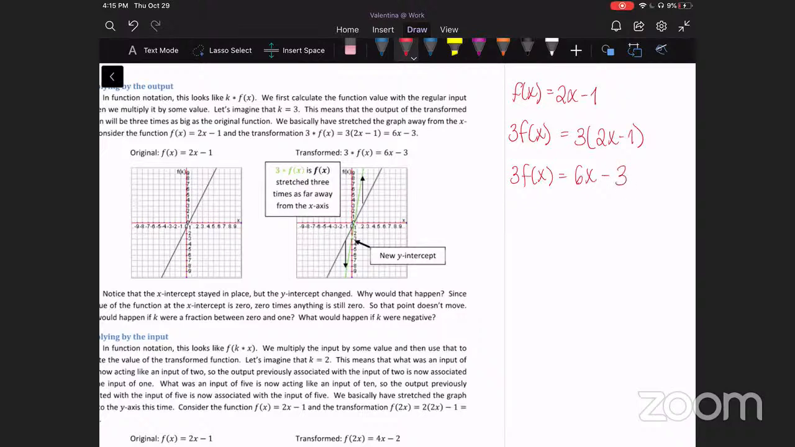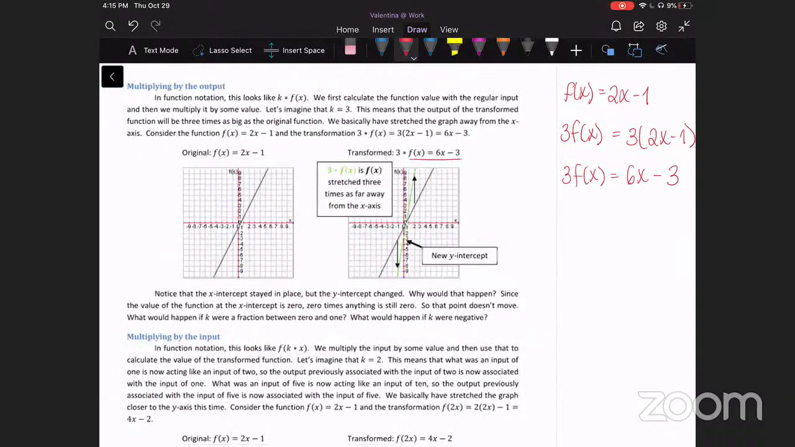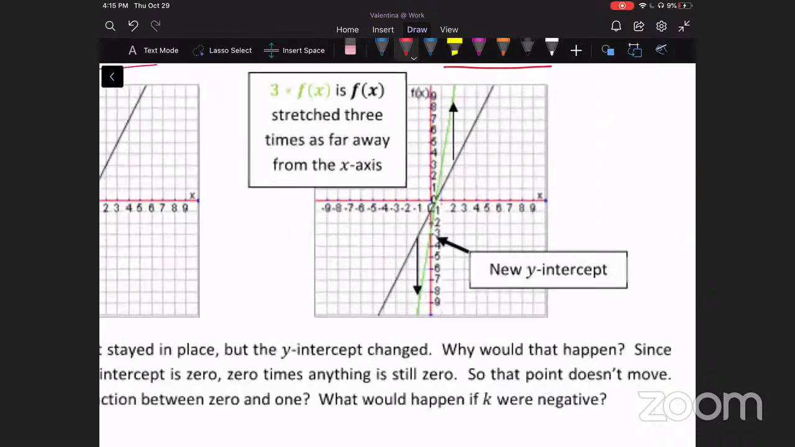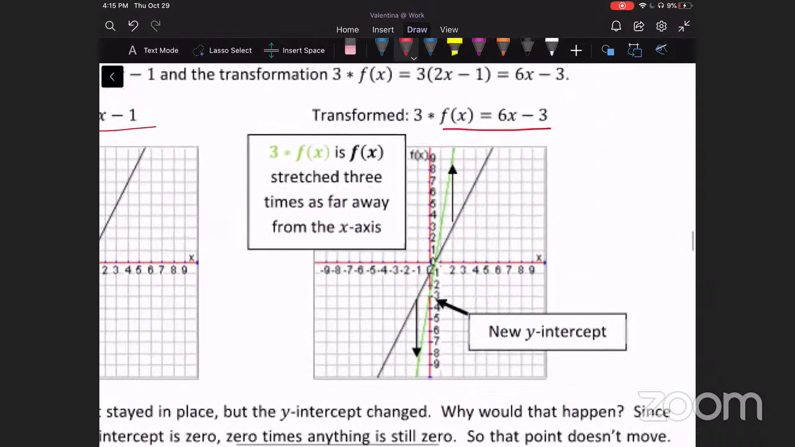So now they're going to graph this one. They graphed the original, and now they're graphing the new, transformed one, and look at where this one is. It's a lot different, right? This line was stretched 3 times as far away from the x-axis.